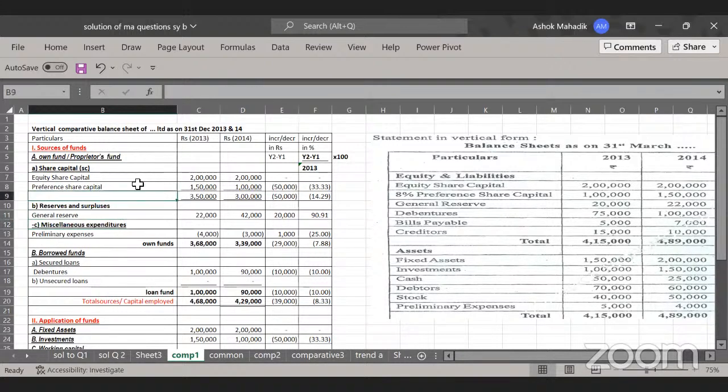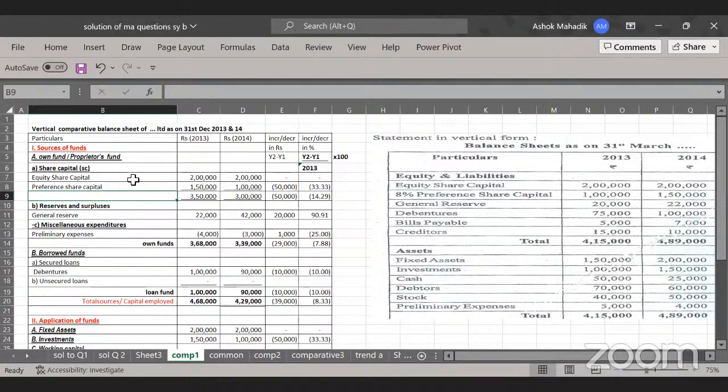Under share capital you may have equity and preference. Under reserves you may cover general reserve, P&L account, revenue reserve, capital reserve, all kinds of reserves and funds. From that we subtract miscellaneous expenditure. On the asset side, towards the bottom, you will find one item: preliminary expenses or any expense if it's given in the balance sheet. So it will be a miscellaneous expenditure. Don't take prepaid expense. Prepaid expense is a current asset.